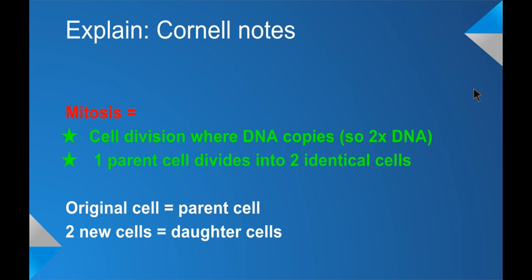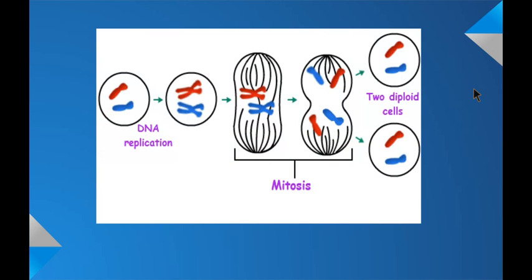Our definition of mitosis is cell division where DNA copies and one parent cell divides into 2 identical cells. So we start with 1 cell and we get 2 cells. Just some terminology: the original cell we call the parent cell, and the 2 new cells that are formed we call daughter cells. Pause the video if you need more time to copy this down.